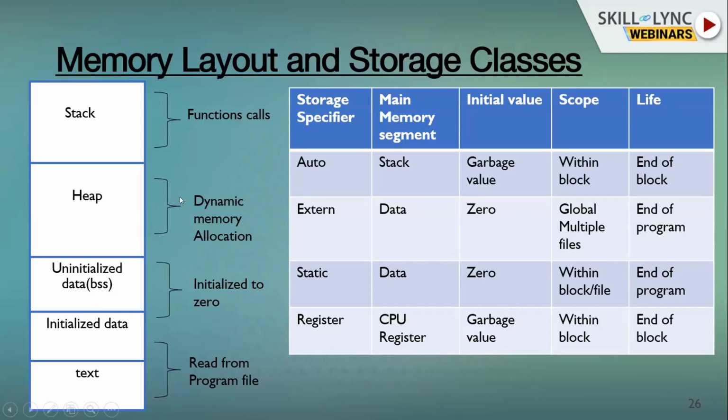If we are using any dynamic memory allocation using malloc and calloc, those memory blocks will be taken care of from the heap. In the heap, those blocks are assigned to the pointer which is allocating the memory. The stack: when we do function calls and everything, it is done by the stack. All the local variables, like auto variables, are stored in the stack only.